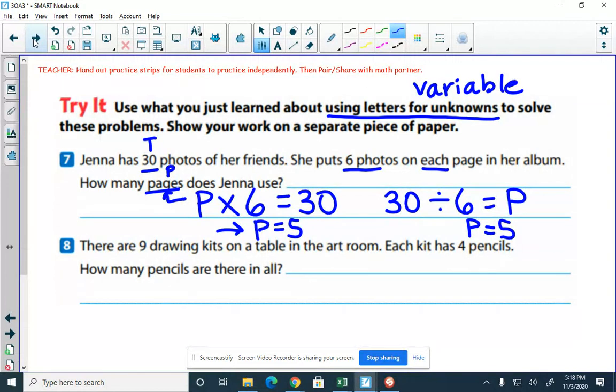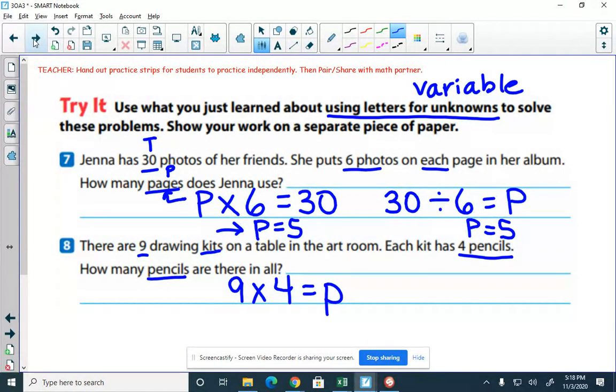For this one, there are 9 drawing kits on a table in the art room, and each kit has 4 pencils. So how many pencils are there in all? These kits sound like groups to me. And this is how many is in each group. Okay, so 9 kits of 4 pencils would be how many pencils in all? And we can just say P again. It can be an uppercase or lowercase letter. That really doesn't matter. Or a symbol also, as you saw on the opening Khan Academy video, the lesson opener.